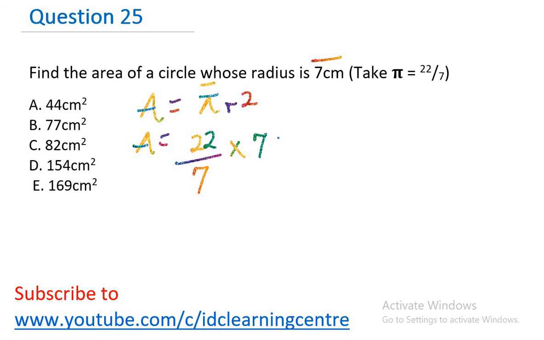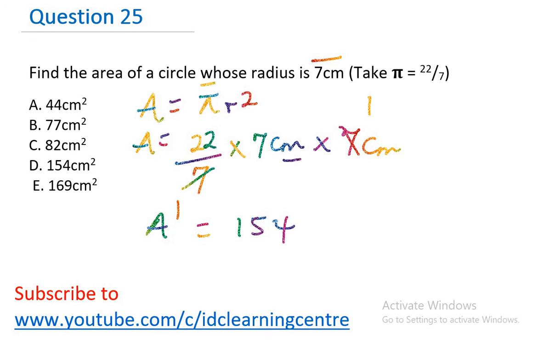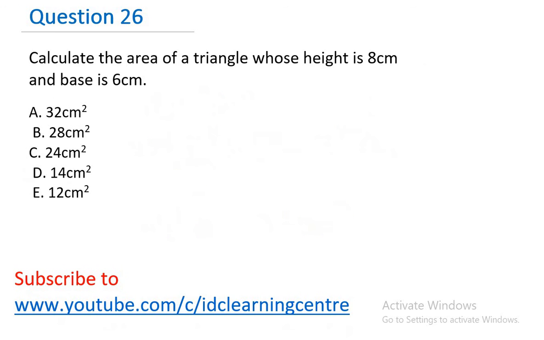So that's 7 centimeters times 7 centimeters. I did this because of the square on top of the radius. 7 here 1, 7 into 7, 1. So area will be 22 times 7 is 154. Then centimeters times centimeters will give me centimeters squared. So the right answer will be D, 154 centimeters squared.